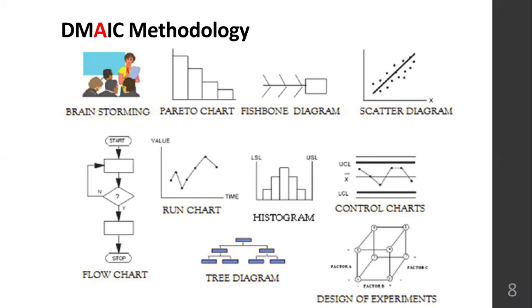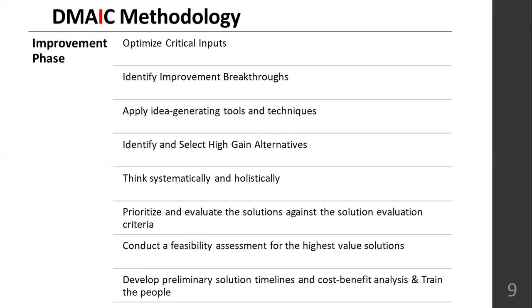In the DMAIC methodology, in the analyze phase, brainstorming can be done. Pareto charts can be used. To find the root cause, a fishbone is used. The 5 why technique can be used. A scatter diagram can be used here. Flow charts, run charts, histograms, control charts, simulation, design of experiments, which means simulations, tree diagram, and critical to quality tree can be used. These things can be used to find answers and solutions in the analyze phase.